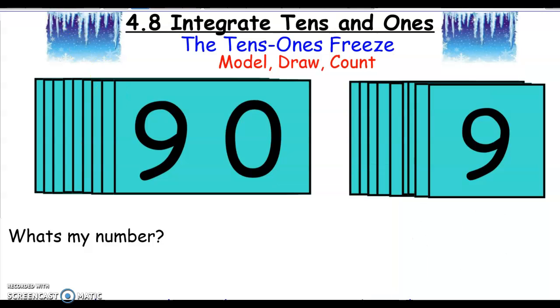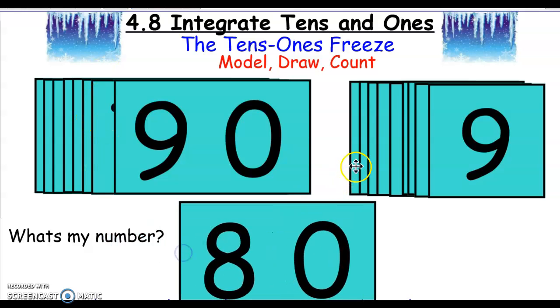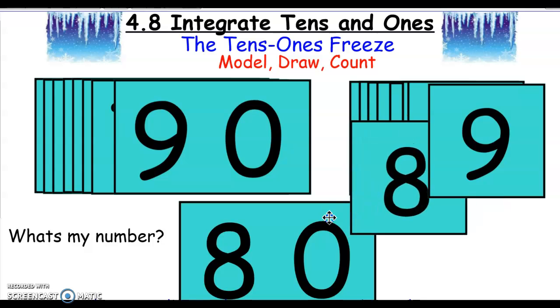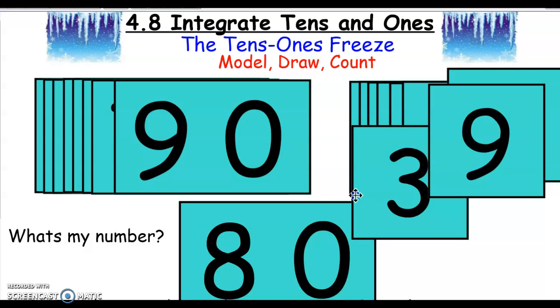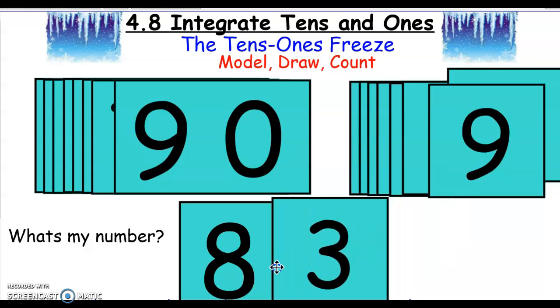Okay, let's do 80. I don't want 8. Okay, 83. Okay, now think to yourself, how many tens, how many ones? So you're going to draw out 8 tens, and then you're going to do 3 ones.